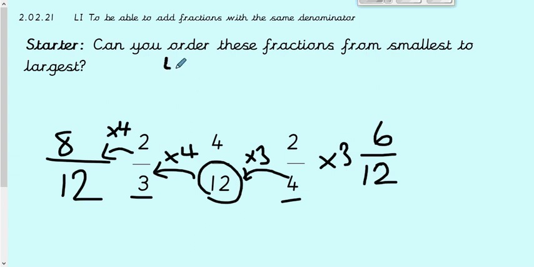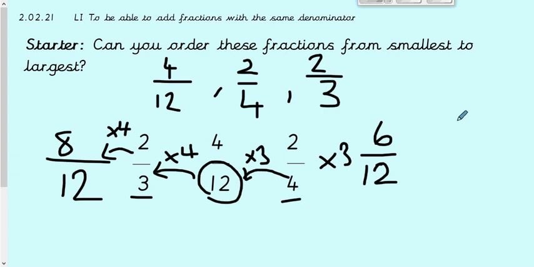So if you were ordering them from smallest to largest, it would be 4/12 first, and then 6/12 or 2 quarters, and then 8/12 or 2/3. Hopefully you managed to get the same. If you didn't convert them back, then don't worry too much because they're still equivalent, but hopefully that was okay.